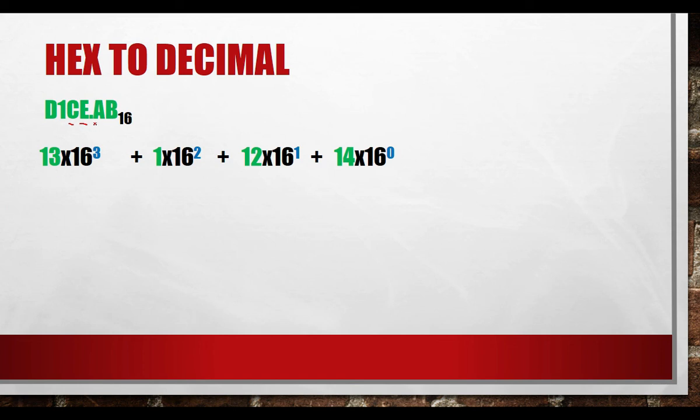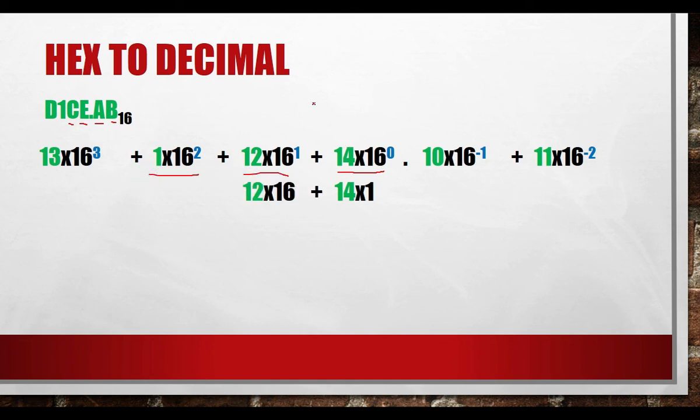Then let's work on the fractional part. A is 10, so we have 10 times 16 to the negative 1, plus B, that is 11, so 11 times 16 to the negative 2. Then let's start simplifying this part. 14 times 1, then 12 times 16, and then 1 times 256. And then last is 13 times 16 cubed, that is 13 times 4096.